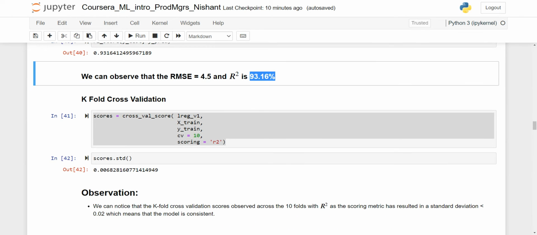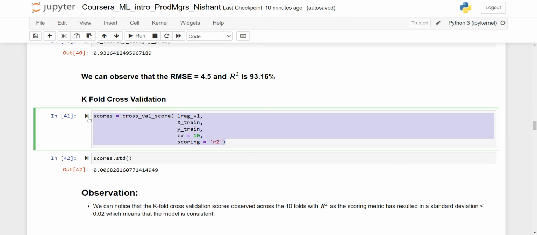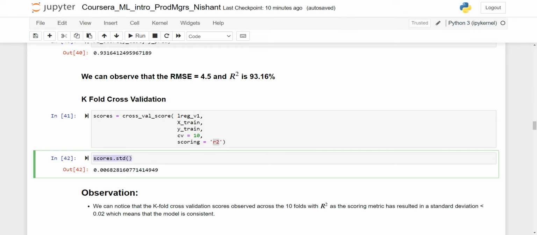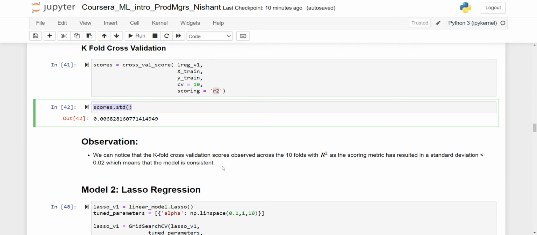Then I went ahead and did k-fold cross validation to ensure this is not by chance. I have done 10-fold cross validation with R square as my scoring metric, and I received a standard deviation across all the 10 cross folds of 0.006. This indicates it's a good model because the accuracy is pretty good across all the folds.